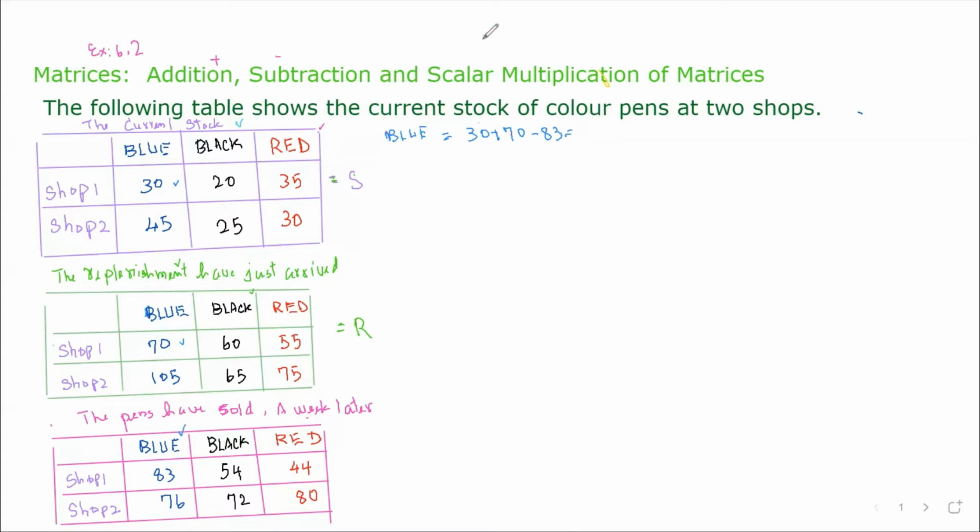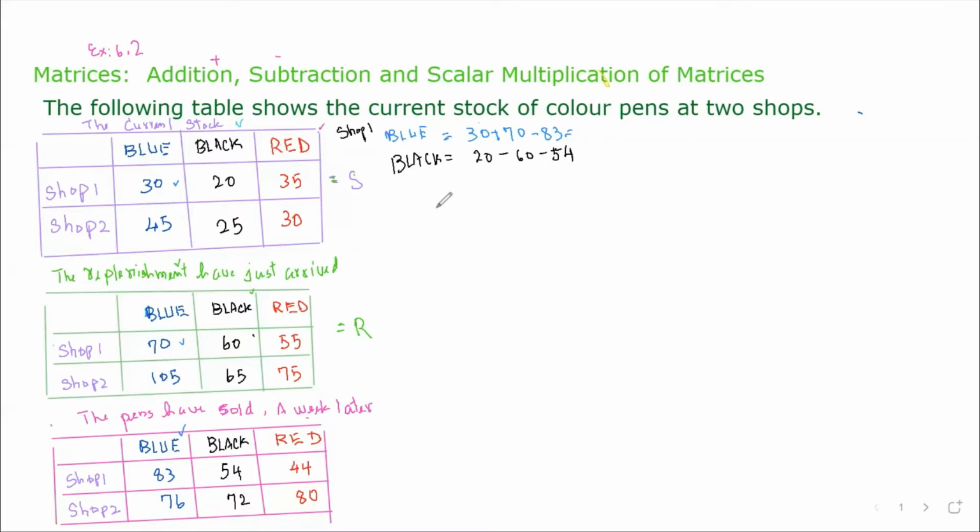And the black color you do the same thing. You have 20 in the current stock, and you add 60 more because you purchased more. This is for shop one. Then one week later you sold 54, so minus 54. So this is shop number one.